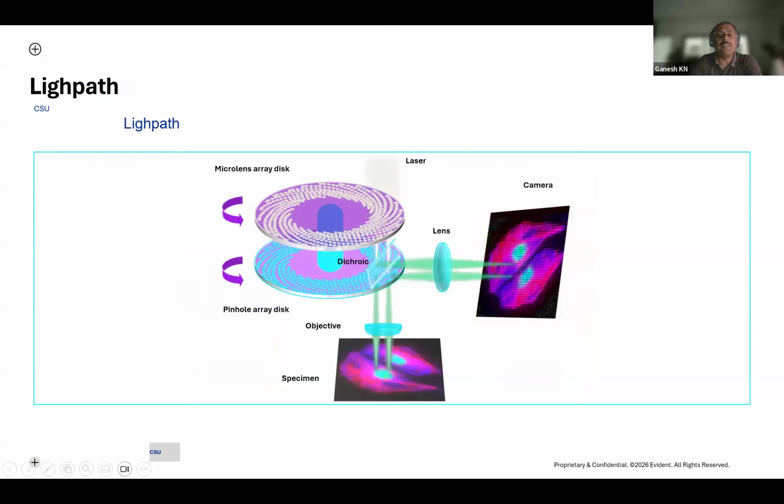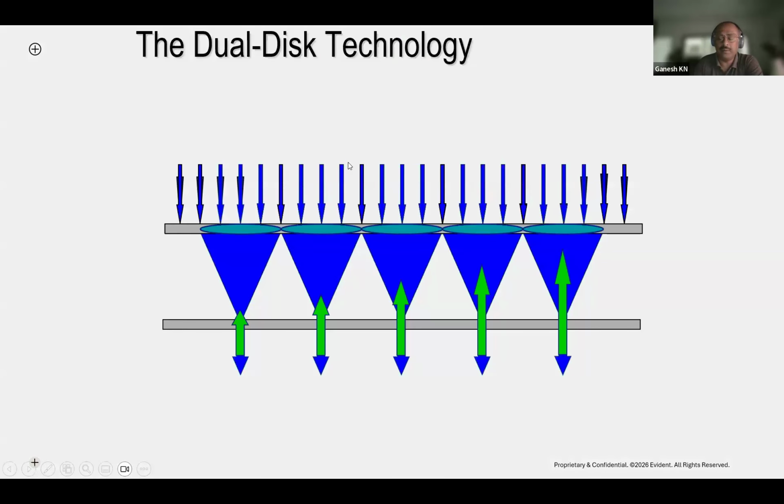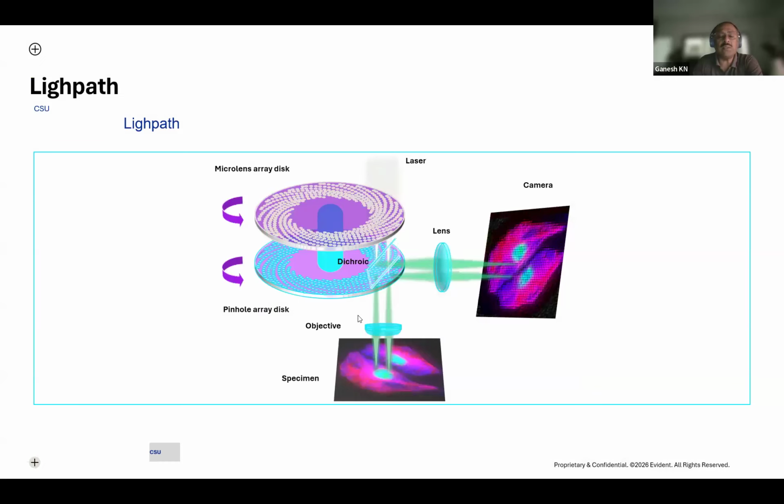Now, how do you acquire an image? This is the microlens-based disk. This is the second disk. Laser will come from the top and it passes to the second one, and then emission will go back. When the emission goes back, it passes through the pinhole.